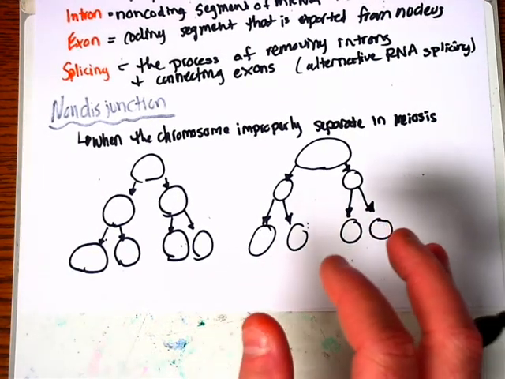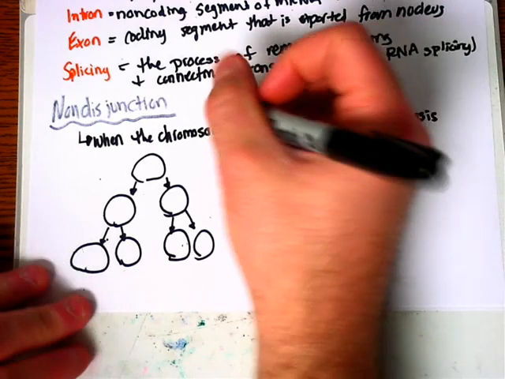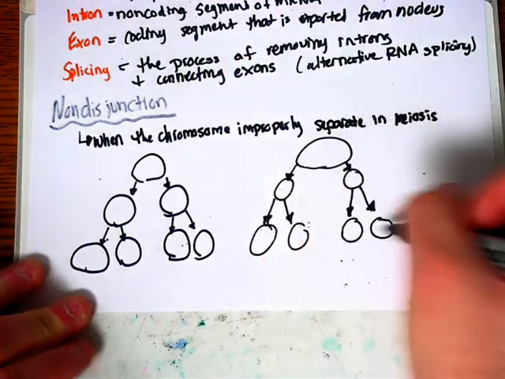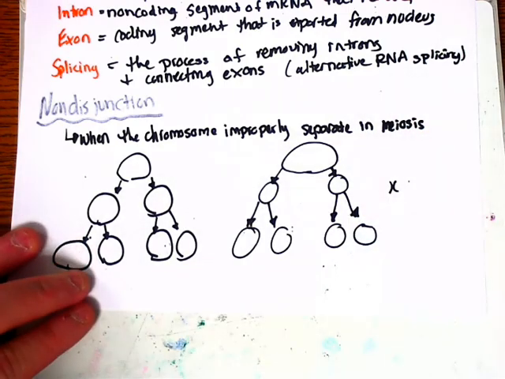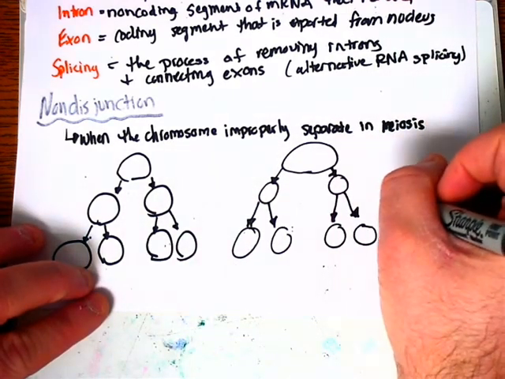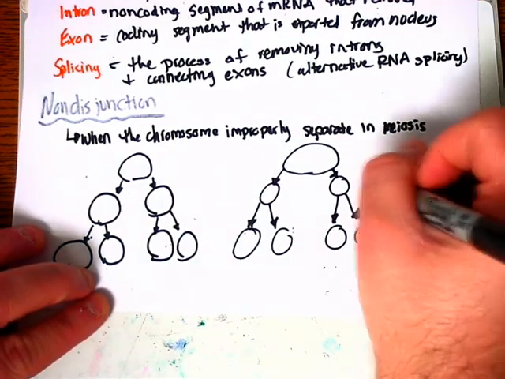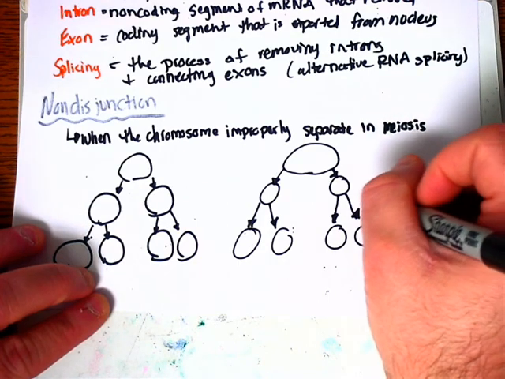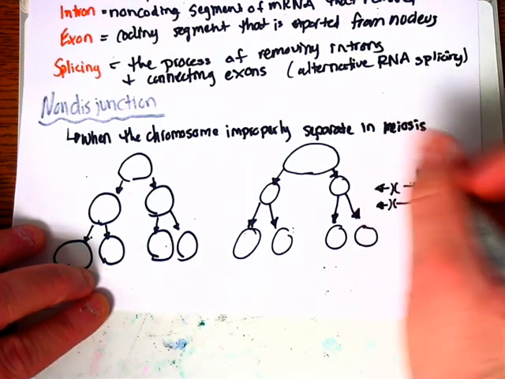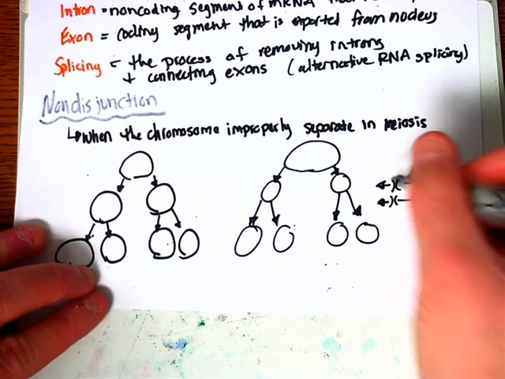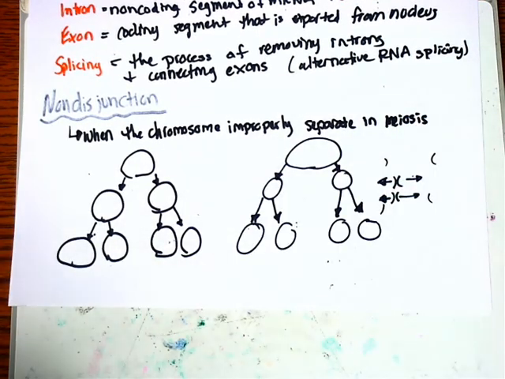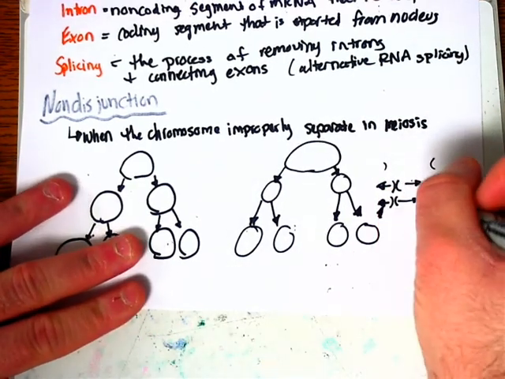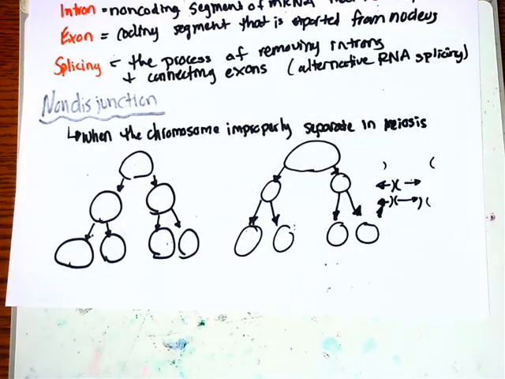Now, non-disjunction is basically when, remember how you're supposed to pull in meiosis 2, right through here? Remember how you're supposed to separate out those sister chromatids? These two are supposed to separate. One goes to the left, one goes to the right, correct? And so you should end up with a system like this at the end. But non-disjunction would actually result in a system that looks like this, where they didn't get pulled apart correctly, right?